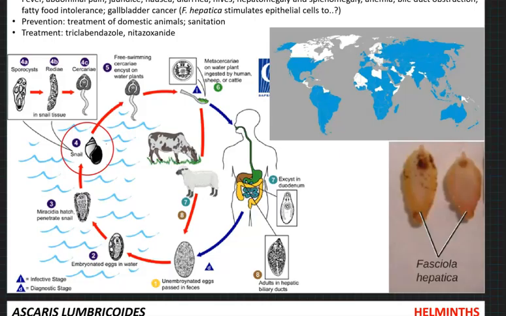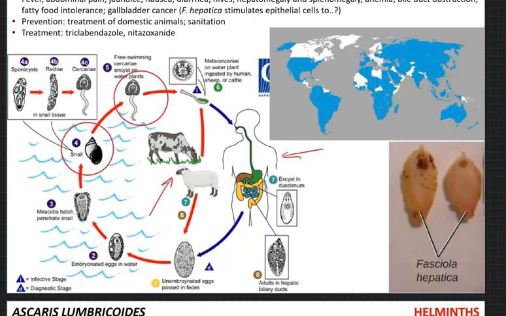So far, making sense? Yeah? And sorry, I have a brain fart. Yeah. And then releases cercariae in the water. This time, water is used for irrigation. And these larvae end up on the plants. These plants can be consumed by ruminants, cows and sheep, or humans.